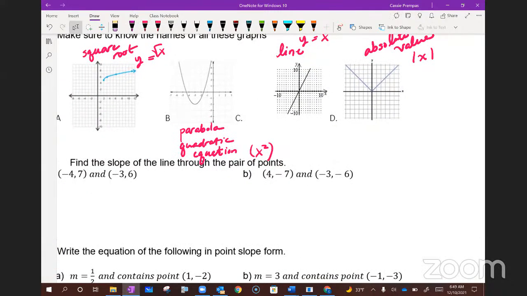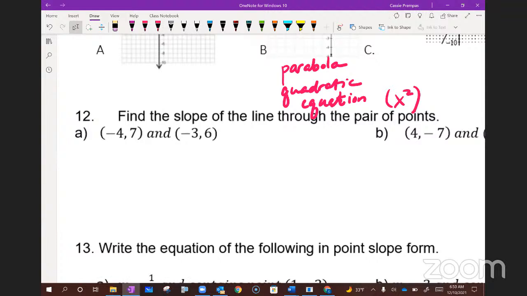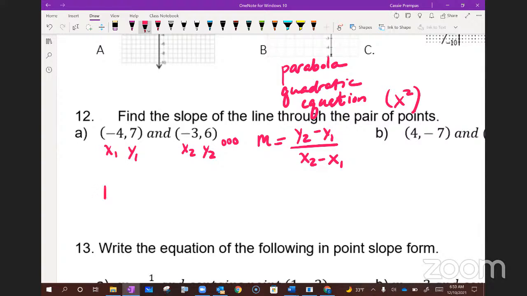All right, and now we have begun the last unit, which we learned last week. Find the slope of the line through the pair of points. Here's something I could put on my note card. Slope can be found by taking y2 minus y1 over x2 minus x1. And now I have to actually put this in. So this is x1, y1, this is x2, y2, and I pop those in.